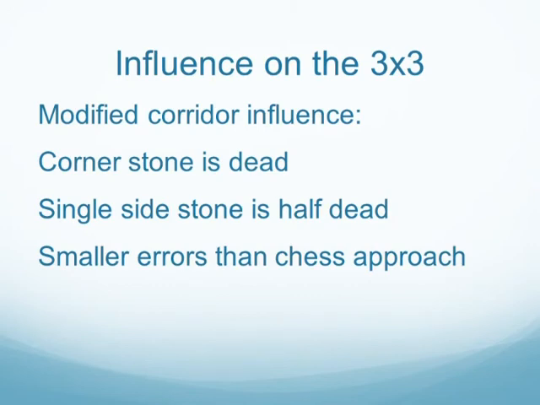It seems then that on the 3x3, using corridor influence with modification is a reasonable approach. The cornerstone is dead and exerts no influence whatsoever. The single stone on the side is half dead, half alive, and exerts only half influence. But if you have 2 or more of them, they are fully alive and exert their full influence. This approach yields smaller preliminary errors than the chess approach of summing the results of particular features.